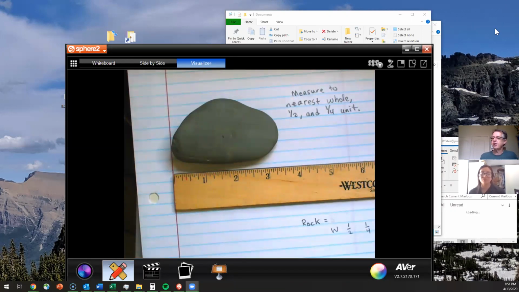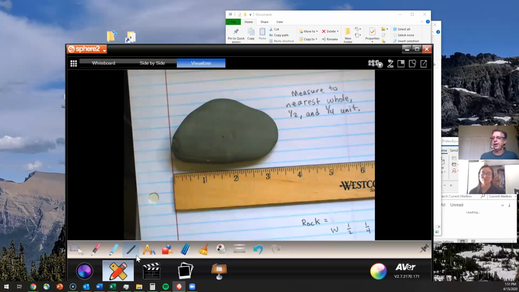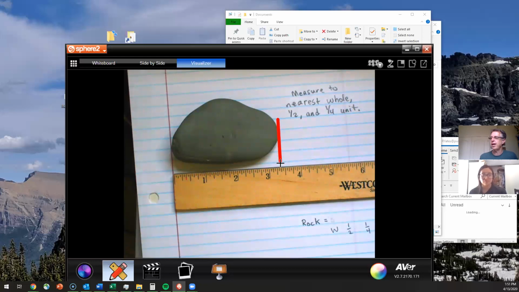The next thing I want to do is, with my mind, or if I have a little drawing tool, I'm going to draw a line straight down, as straight as I can, to where the ruler is showing the length of this object. So right now, the object looks like it's over 3 inches, but not quite 4 inches long.